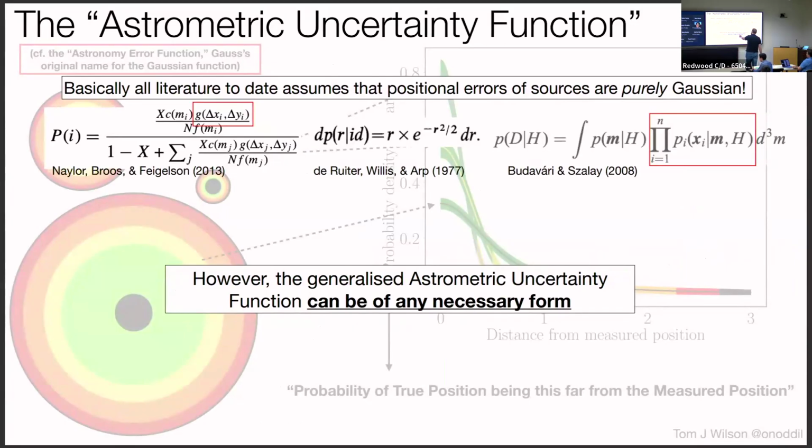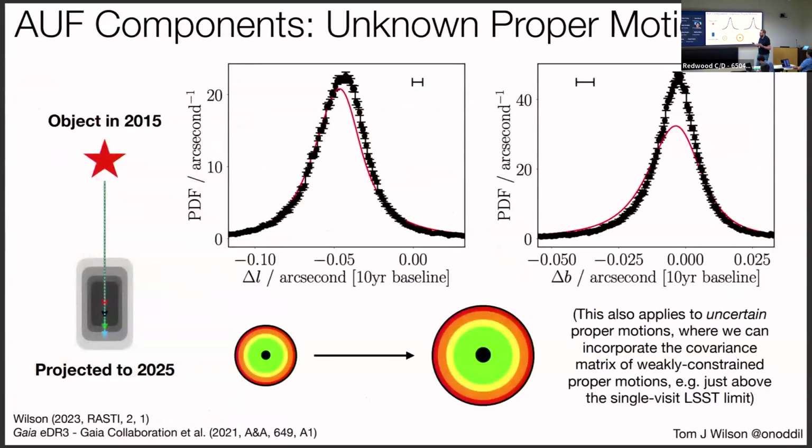But the astrometric uncertainty function can be of any necessary form. And very briefly, I'd like to just go through a few examples of this. The first one, perhaps the most obvious, that we almost don't realize is a source of systematic uncertainty in our positions, is proper motion, where we're all very familiar these days with Gaia, which has measured proper motions very exquisitely for the brightest 1.5 billion or so sources on the sky.